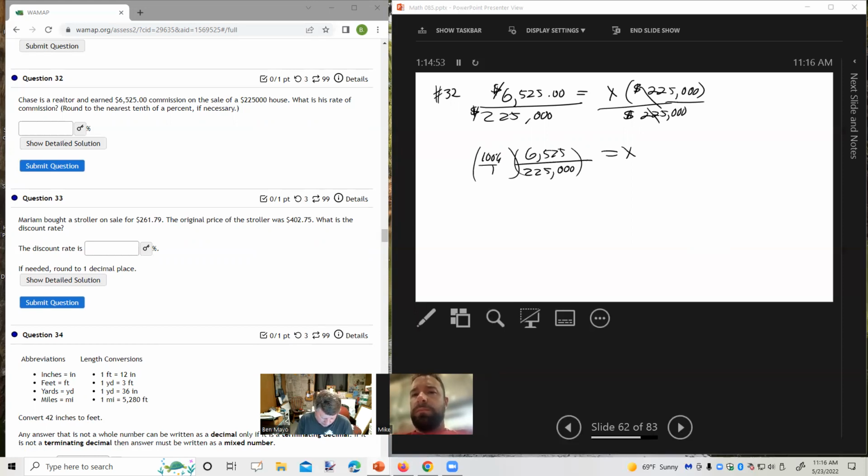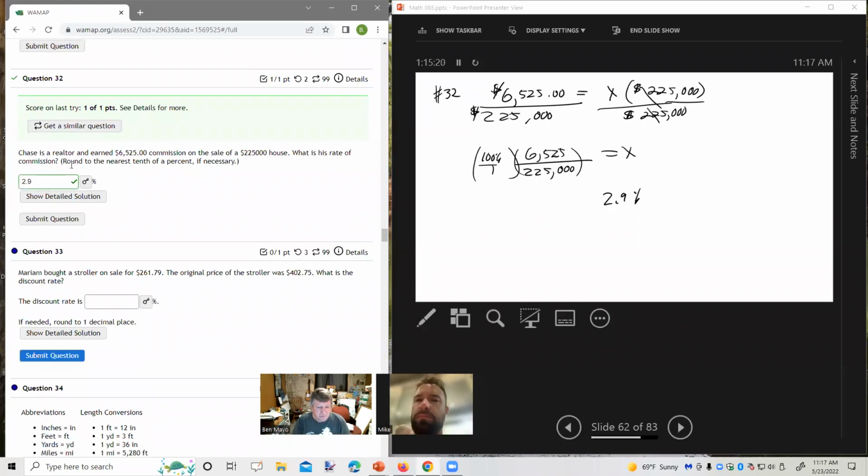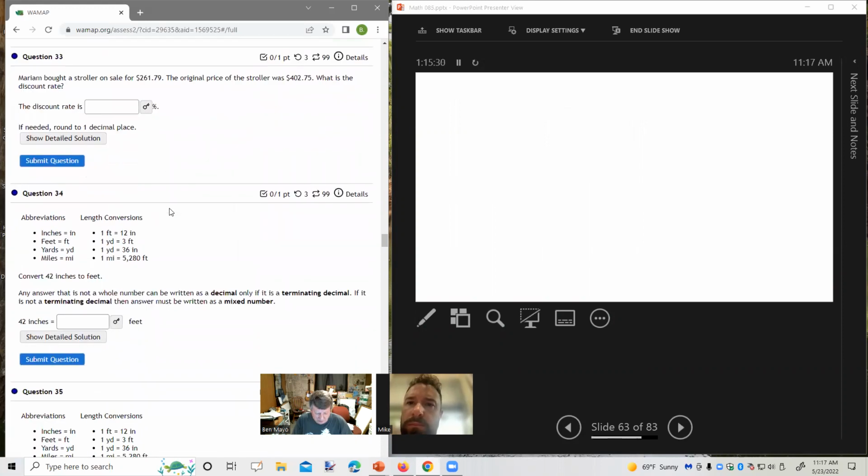Okay, so I've got 100 times 6,525, that's a 2, and then divided by 225,000, and we get 2.9%. Okay. Yeah, I've still got a long ways to go. Like I say, we'll pick this up tomorrow if we don't get through it all. And I can tell you right now, we're not going to get through it all.